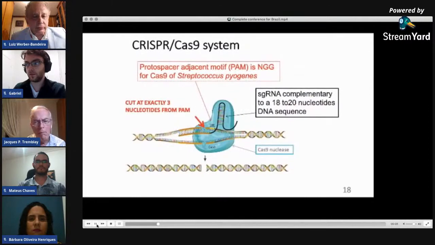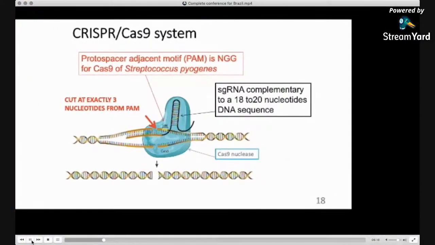As mentioned before, the binding of the Cas9 protein to the DNA requires the presence of a protospacer adjacent motif, PAM, which is NGG for the Cas9 derived from Streptococcus pyogenes. There is then the binding also of the single guide RNA, which will recognize the sequence of 20 nucleotides. And when the complex is made between the Cas9 protein, the single guide RNA, and the DNA, there is a cut that will be made at exactly 3 nucleotides from the PAM.